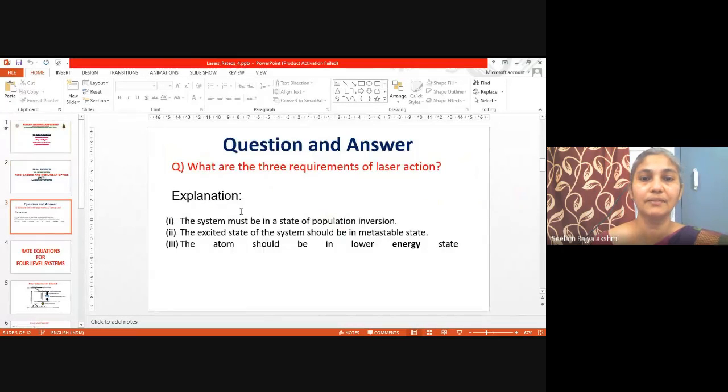Okay, before that, we will see the question and answer session. What are the three requirements of laser action? I will repeat again. What are the three requirements of laser action?